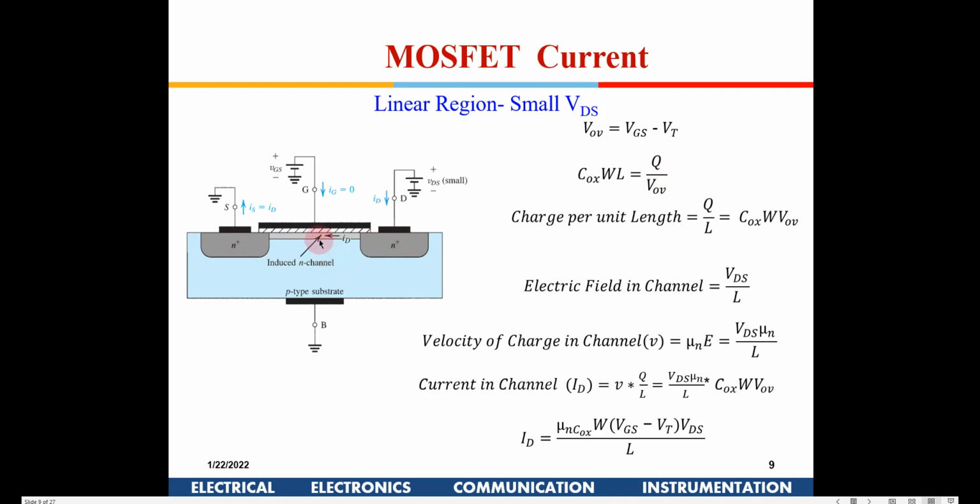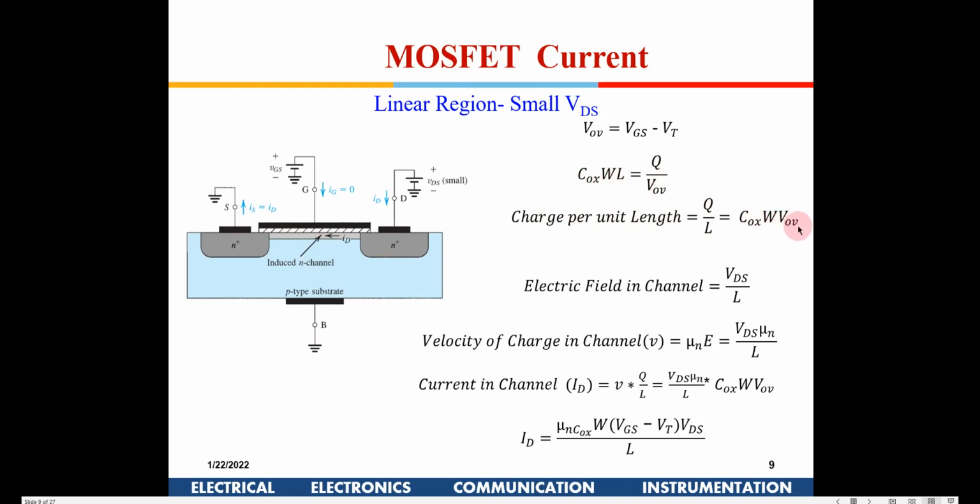There are more electrons here, but that is just to maintain the channel. So this additional voltage VOV will induce a charge Q depending on COX WL, which is available for current conduction between the drain and the source. Now, what is the charge per unit length? Unit length will be Q divided by L. So I bring down the Q here, and it becomes COX W VOV.